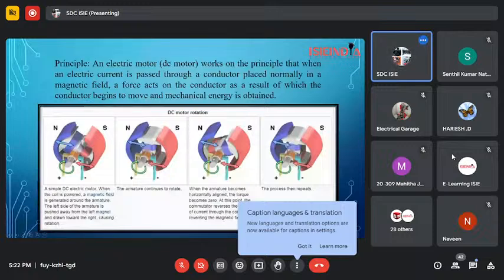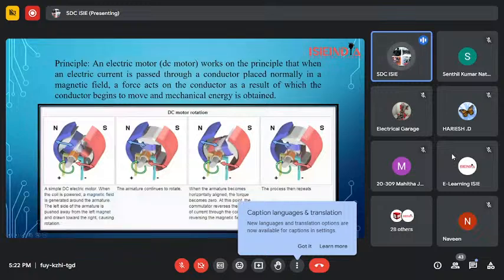As this rotor is rotating, the current which is passing through the coil will get reversed because of this commutator, right? So I have told you the DC is being converted into AC due to this commutator, and this process will repeat until we disconnect the power supply. This process will keep going on.